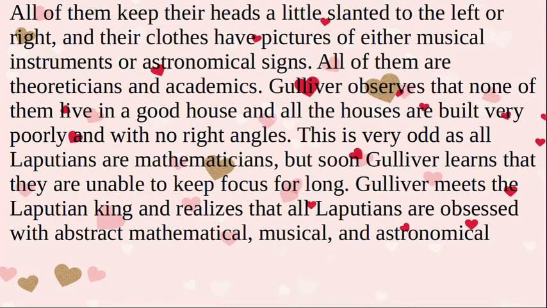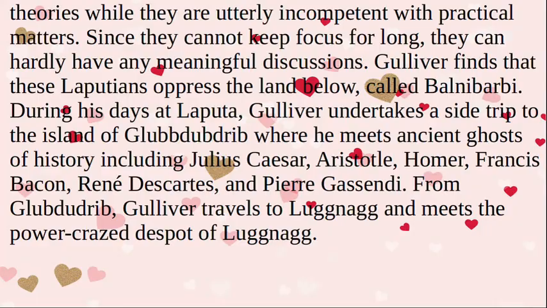Gulliver meets the king and realizes that all of them are obsessed with abstract mathematical, musical, and astronomical theories, while they are utterly incompetent with practical matters. Since they cannot focus for long, they hardly have any meaningful discussions. Gulliver finds that these people oppress the land below, called Balnibarbi.